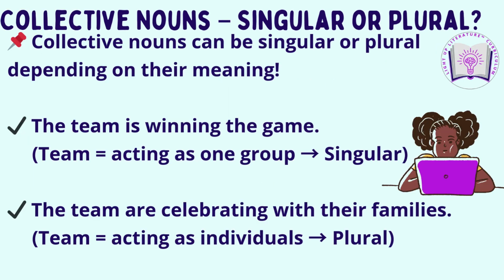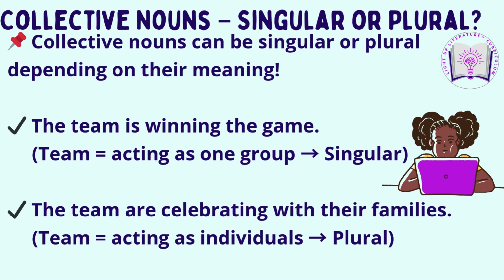All right. Now let's look at collective nouns, whether they're singular or they're plural. Collective nouns like team or class can be singular or plural. But if the group is acting as one, then they're singular. But if the group is acting as individuals, we're going to use a plural verb. So, the team is winning the game. They're all working together to win a game, so they're acting as one.